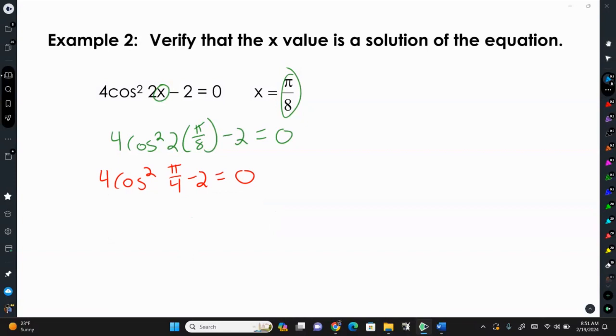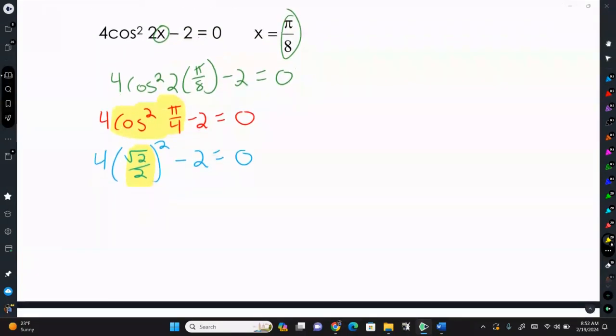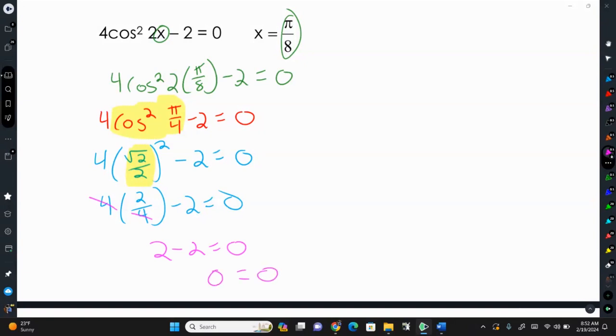So the cosine of pi over 4 is square root of 2 over 2, but it's cosine squared. So 4 times the square root of 2 over 2 squared minus 2 equals 0. Because we evaluated the cosine of pi over 4 and got square root of 2 over 2, but then we had to square it. All right, so then this becomes 4 times 2 over 4 minus 2 equals 0, because you square the top and bottom. These 4's are going to cancel, so we're left with 2 minus 2 equals 0, which I think we can agree 2 minus 2 is equal to 0.